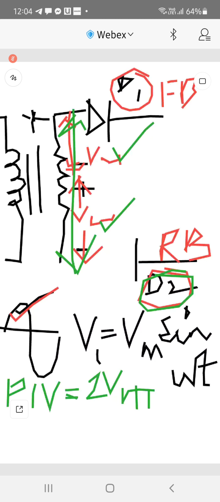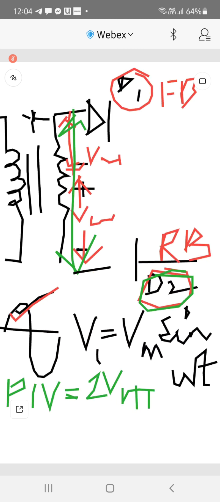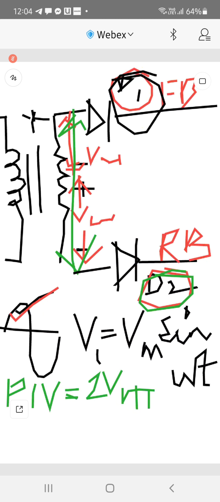And therefore, in case of the center tap full wave rectifier, the maximum value of voltage across the diode in the reverse bias condition is 2 into Vm. Similarly, when D1 will be reverse biased in the negative half cycle, again D1 will face a peak inverse voltage of 2 into Vm. So this is one disadvantage of the center tap rectifier compared to a half wave rectifier. Got it, students?